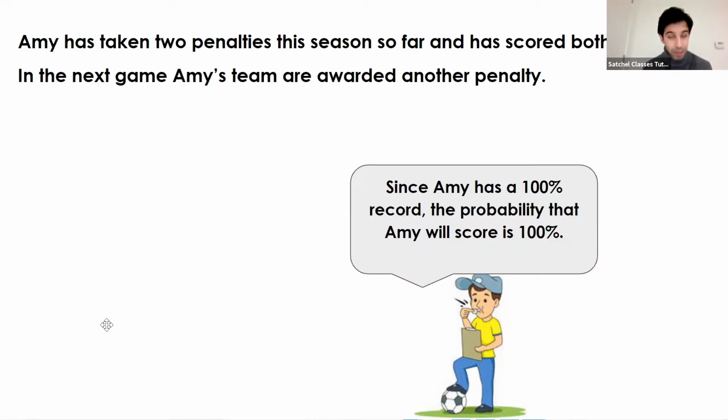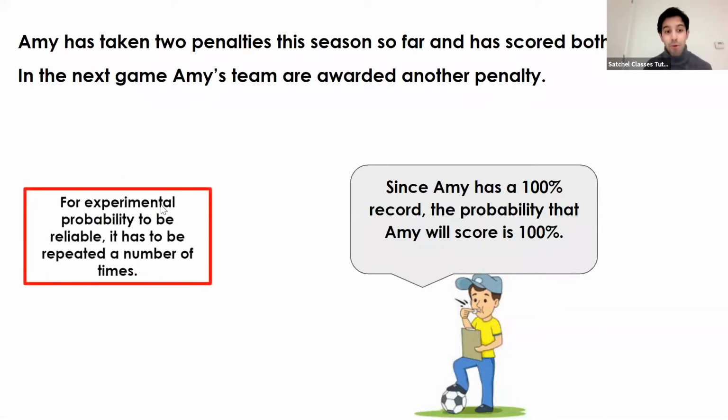Well, you can pause the video and think about this, but in reality, this is a false assumption, because Amy has only taken 2 penalties. For any experiment or any event to be reliable, it would have to be repeated a number of times. Amy's only taken 2 penalties. So this statement is not very accurate because we have a very small sample of data. If she had taken, say, 100 penalties and she'd scored all 100, then we could say, yes, this statement is a fair statement to make. But because she's only taken 2 penalties, this statement is completely false.